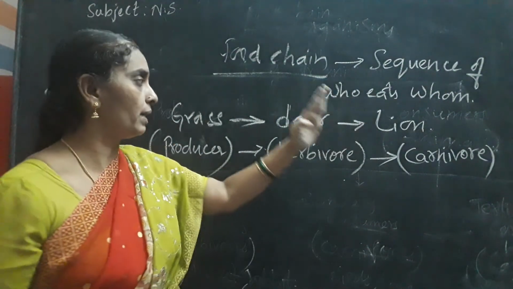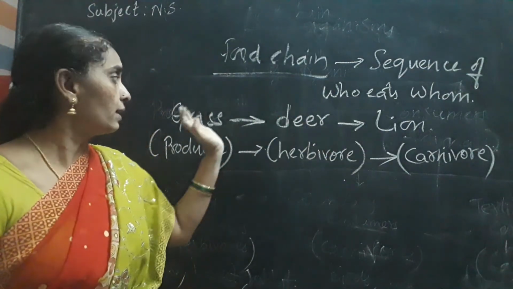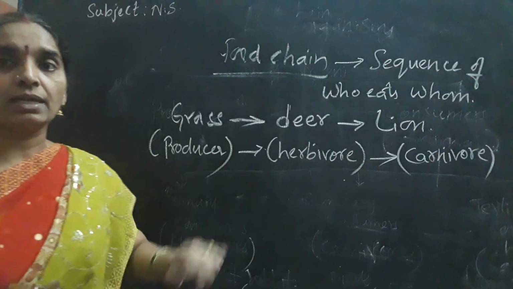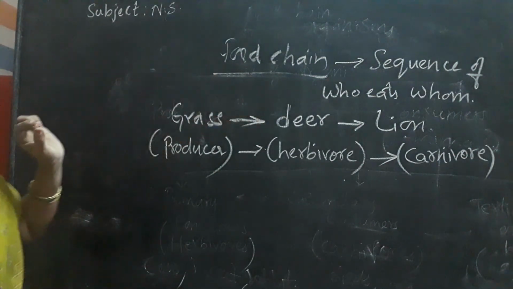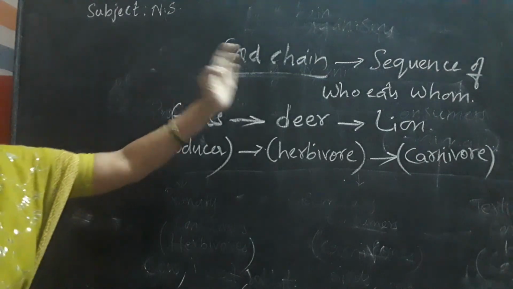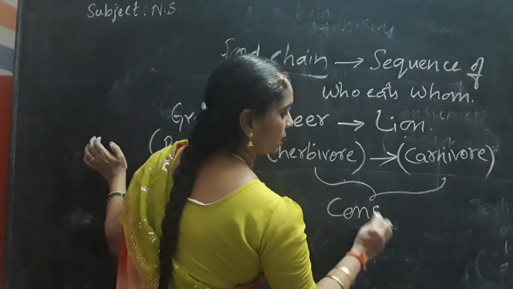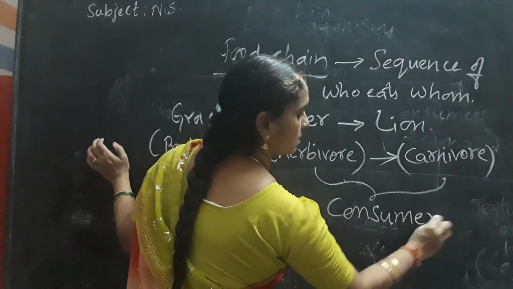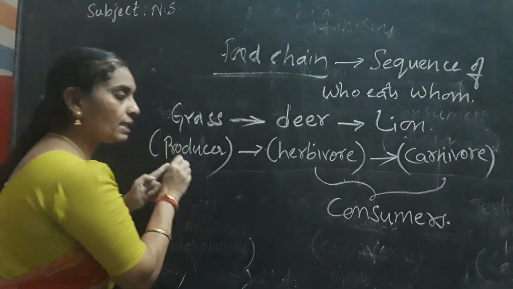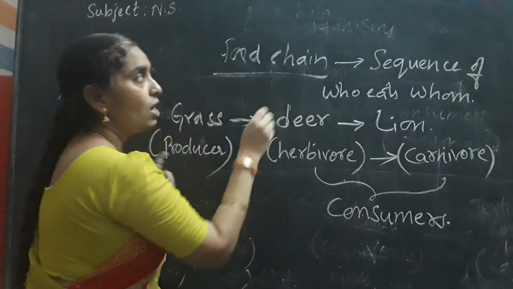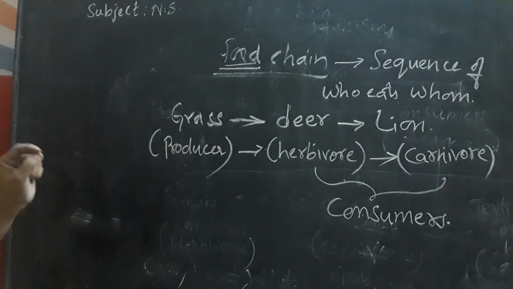Here, deer is eaten by the lion, whereas the grass is eaten by the deer. So this is a chain link. A link is formed between the three, that is, producers and the consumers. So herbivores and carnivores are consumers, and grass is a producer. There is a link between the producers and consumers. For what? For the sake of food. So that is called a food chain.